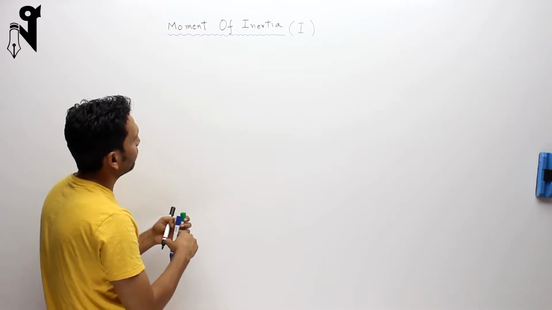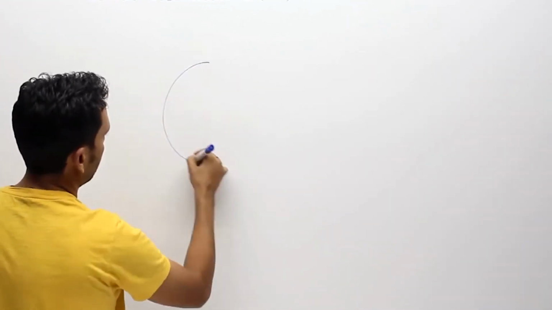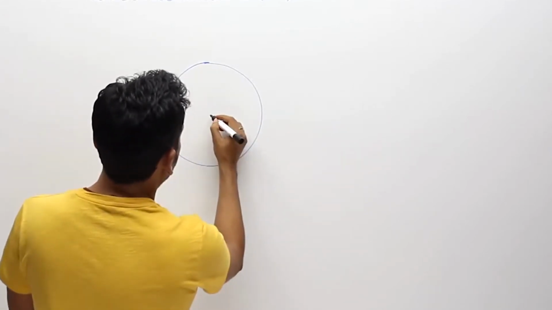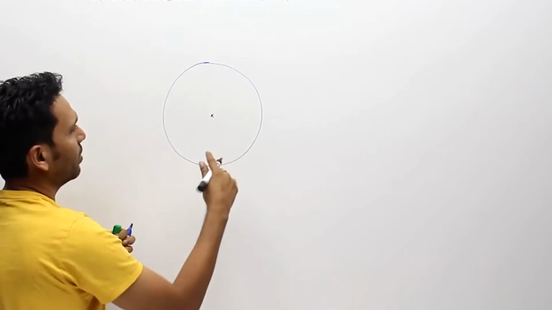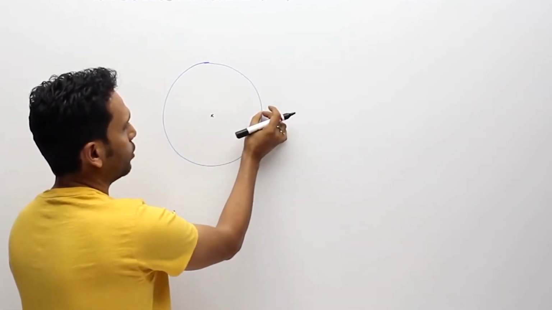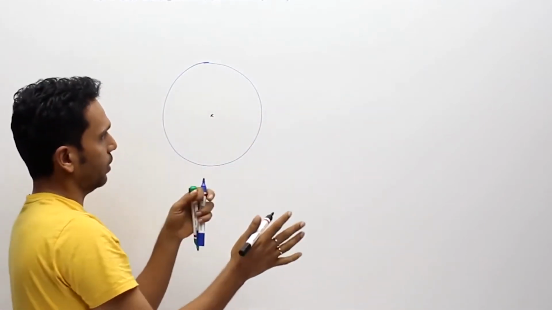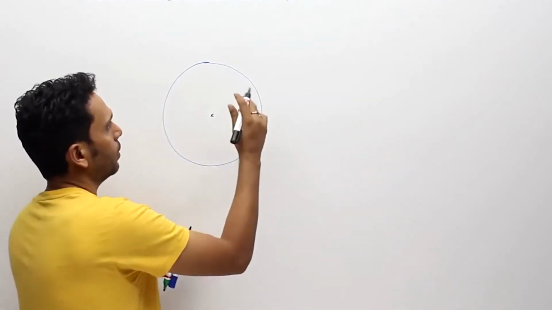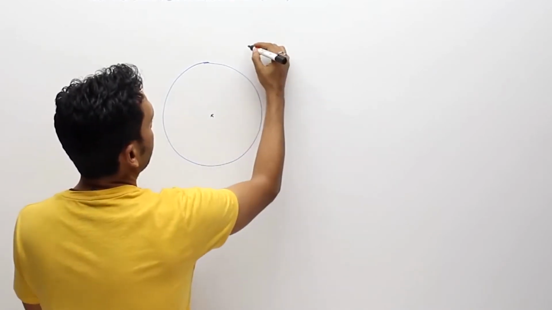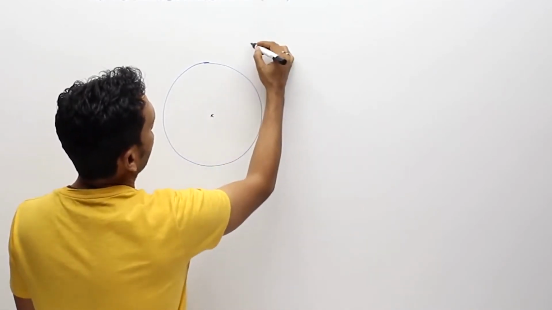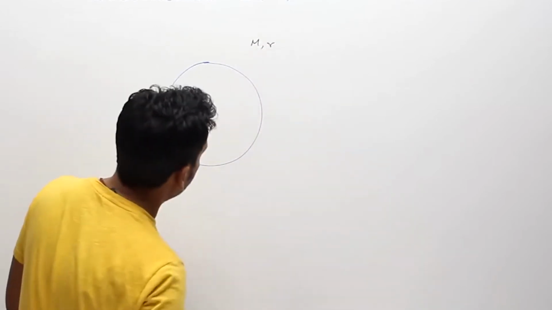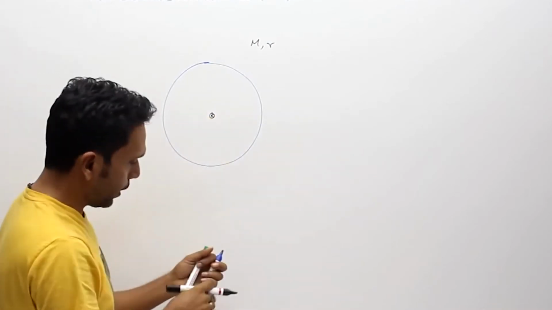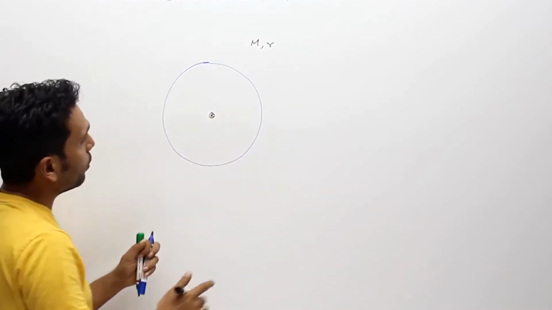Now suppose I say I have to find the moment of inertia of a ring. When they say ring, they generally mean that the width is very small. There is no width to it. Otherwise, they will mention the inner radius and the outer radius. If just one radius is mentioned and it is called a ring, then we assume that the thickness is very small compared to the total radius. So say the mass is m and the radius is r, and the axis is going in and out. What is the moment of inertia of the ring?